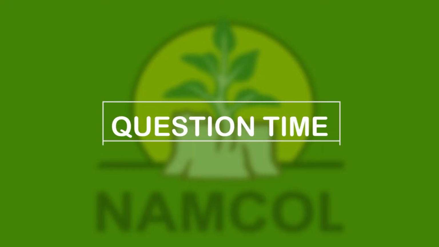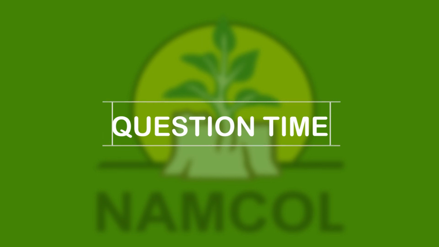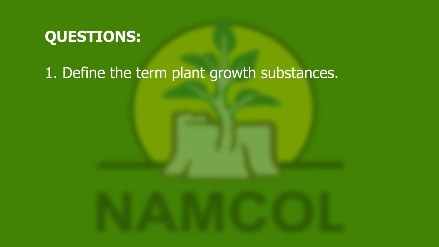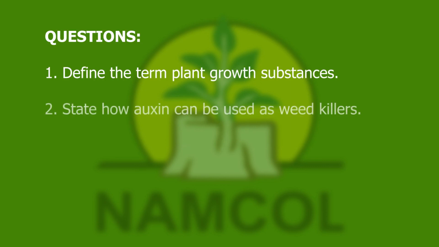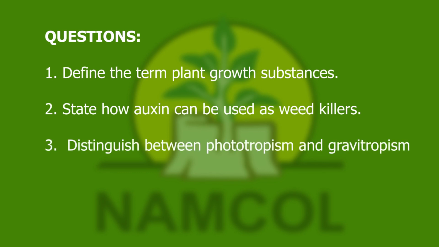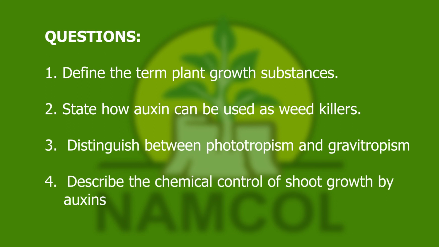Viewers, before I sign off, I would like to ask you a few questions to reflect on and test your understanding of what was discussed today. Define the term plant growth substance. State how auxin can be used as weed killers. Distinguish between phototropism and gravitropism. Describe the chemical control of shoot growth by auxin.